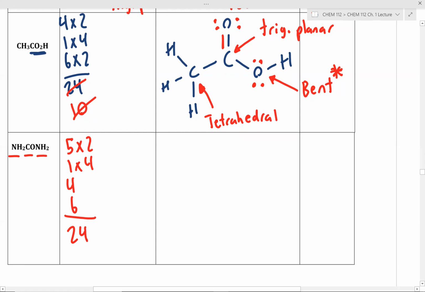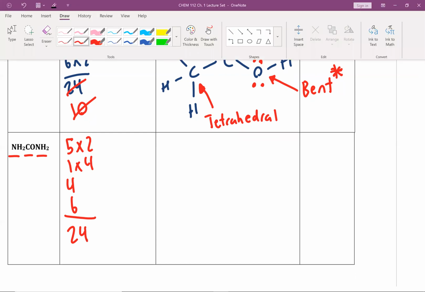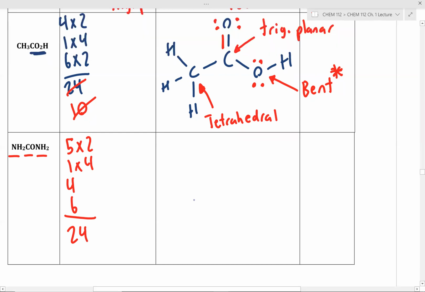And again, we'll use the condensed structure method. So what's the first functionality that I'm going to draw in my molecule? NH2. So a nitrogen with 2 hydrogens attached. Attached to that nitrogen is what? Carbon. And what is attached to that carbon? Oxygen. And what else is also attached to that carbon? Yep, an NH2 functionality.